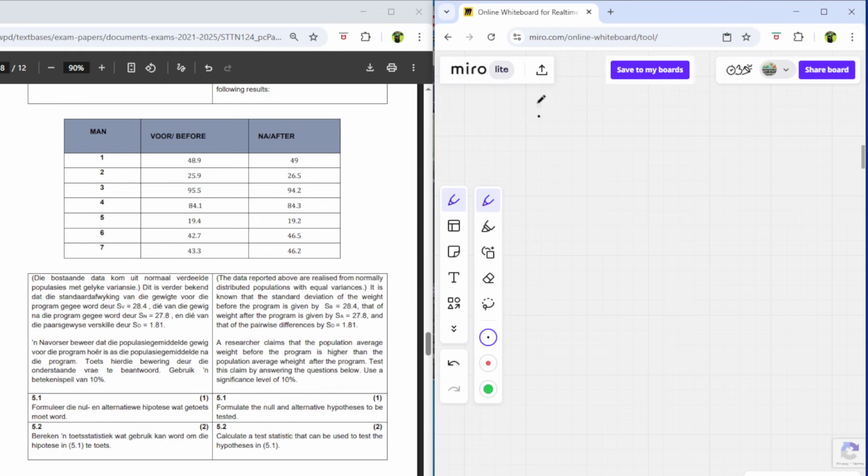As always, we have to write our null and alternative hypotheses, H0 and HA. For H0, you say the mean difference, meaning before and after, is equal to 0. There's no change. And the alternative, the mean difference is greater than 0, because they said higher than. So it means there's a positive change. That's how you answer question 5.1. Then 5.2: calculate the test statistic that can be used to test the hypothesis in 5.1.